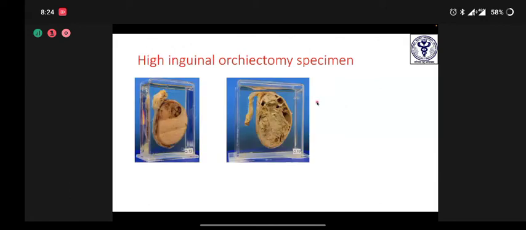Then comes the high inguinal orchiectomy. Why is it said high inguinal orchiectomy? Because clearly you can see the length of the cord, which is clearly visible, and if this much length of cord is there, in all probability this is going to be a testicular tumor. You can see here a testicular tumor also, but the length of the cord is comparatively limited. Here you can see clearly the tumor as well as the entire cut section.